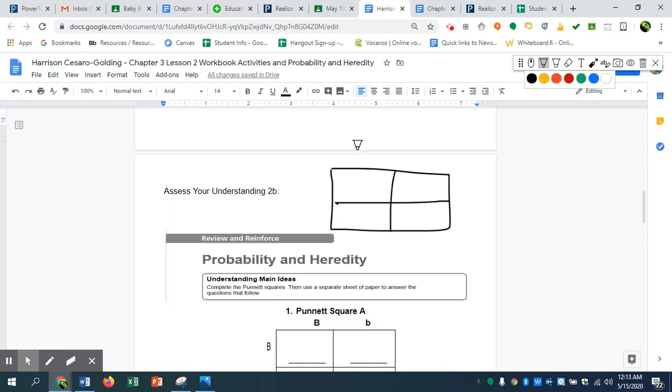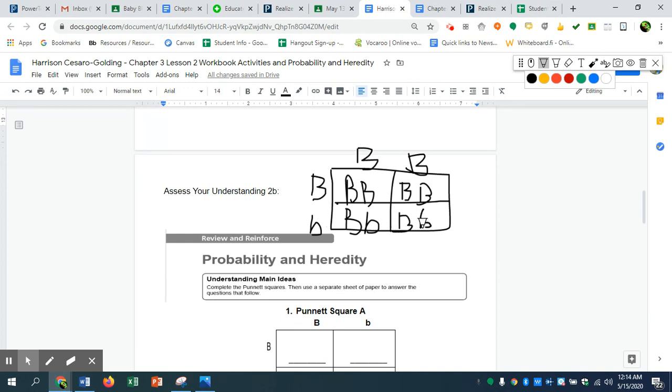So what if we make dad homozygous for black, and mom heterozygous for black? What would happen there? Let's see. We bring down dad's trait, capital B, and bring mom's over, lowercase b. Bring down dad's capital B, bring over mom's capital B. Bring down dad's capital B, bring over mom's lowercase b.